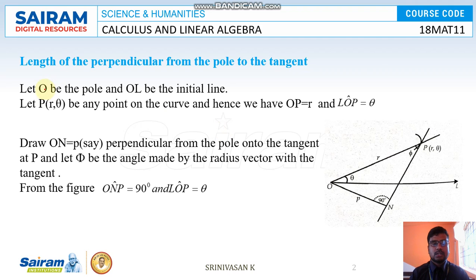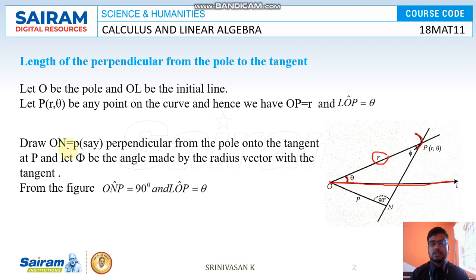So let O be the pole and OL be the initial line, and let P of r comma theta be any point on the curve. Hence we have OP, so this OP is r, and the angle LOP is theta.